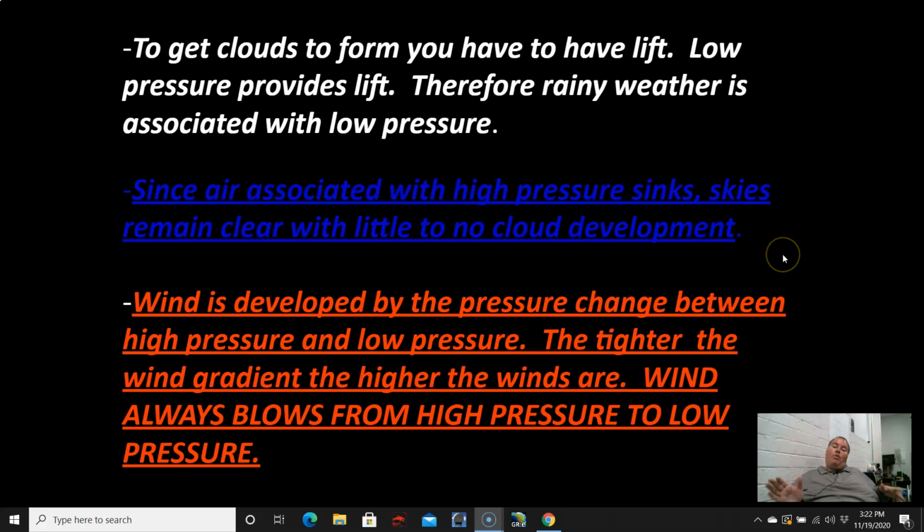Wind is developed by the pressure difference between high and low pressure, and the wind from high pressure will always blow toward low pressure. So if you look at a weather map and you see low pressure that's located here, the winds are blowing into low pressure. Whereas if high pressure is here, the winds are blowing out, away from high pressure.